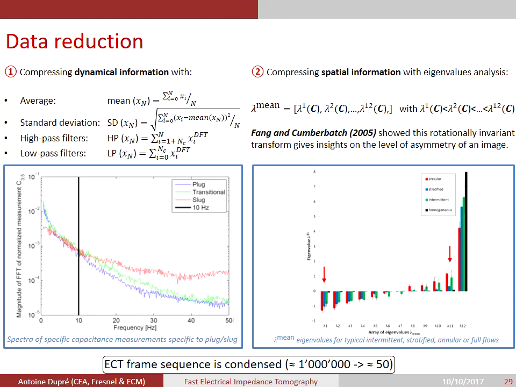We need to apply data reduction. The first step was to compress the dynamical information, and I used some statistical tools on time series. The second step was to compress the spatial information, and I used the eigenvalue analysis that was proposed by the mathematicians Fang and Cumberbatch. This is a rotationally invariant transform and gives an insight into the level of asymmetry of an image.